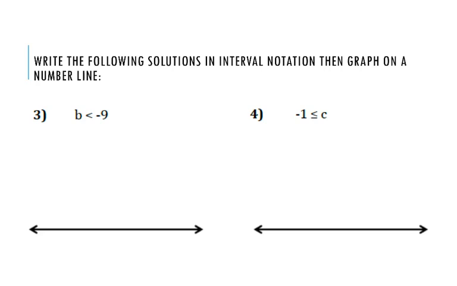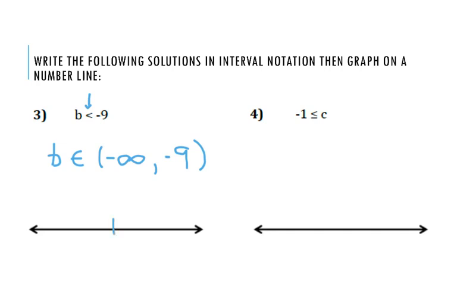Number 3, b is less than -9. So here we have b is an element from negative infinity, since our inequality sign here is pointing to b, or b is less than the number, to -9. Now we're going to use a parenthesis because it's just less than. There's no equal or equal to part.